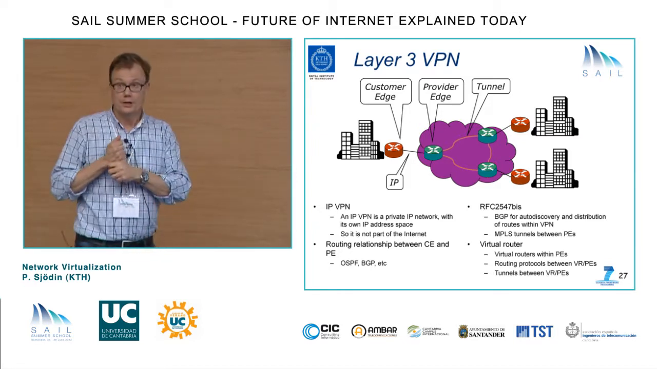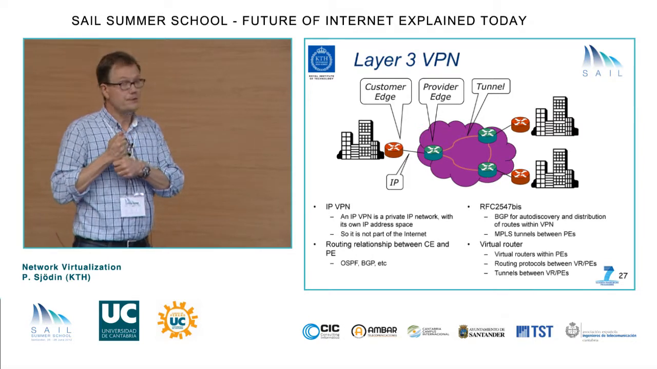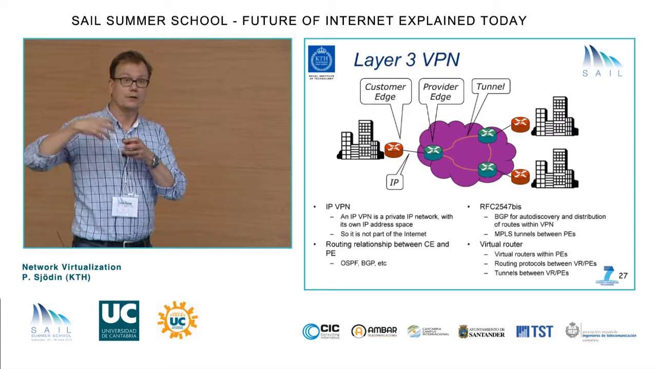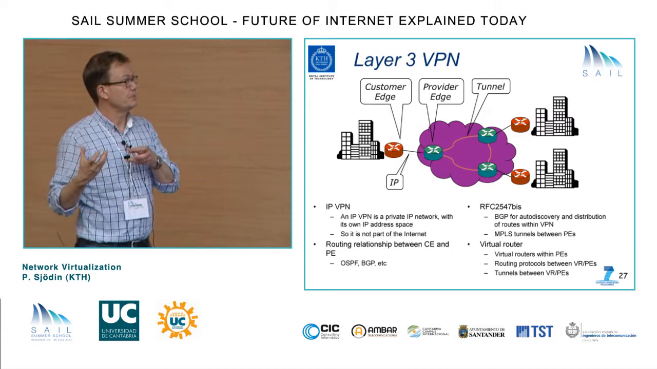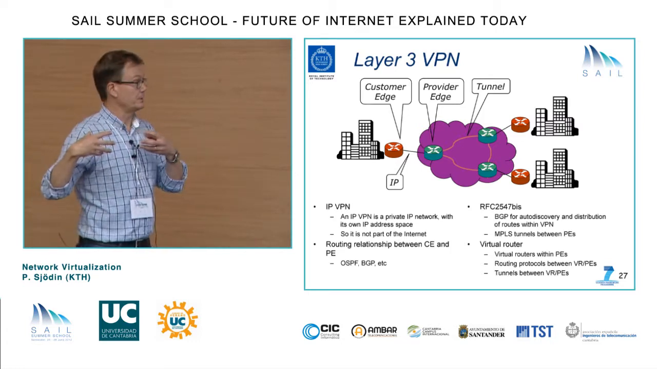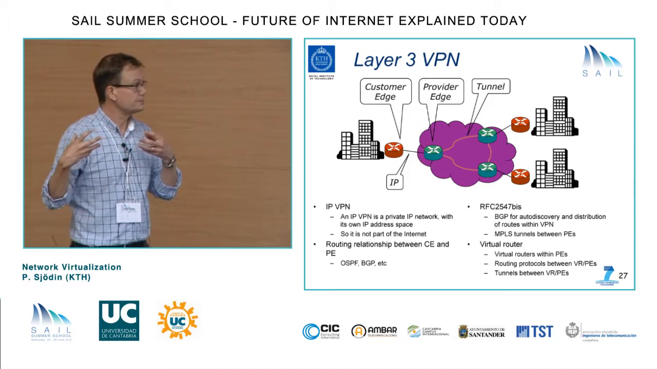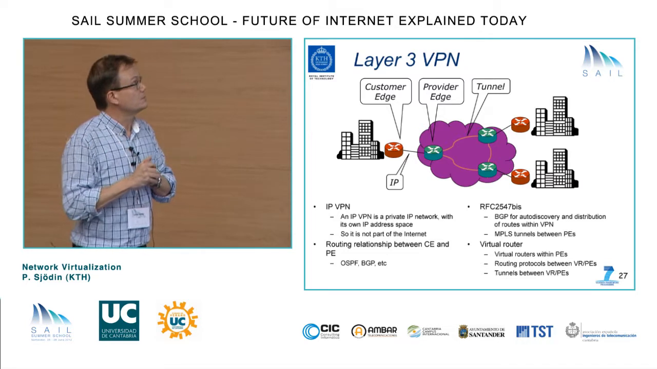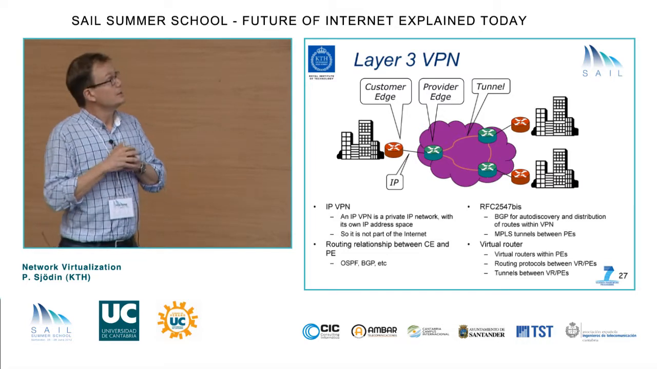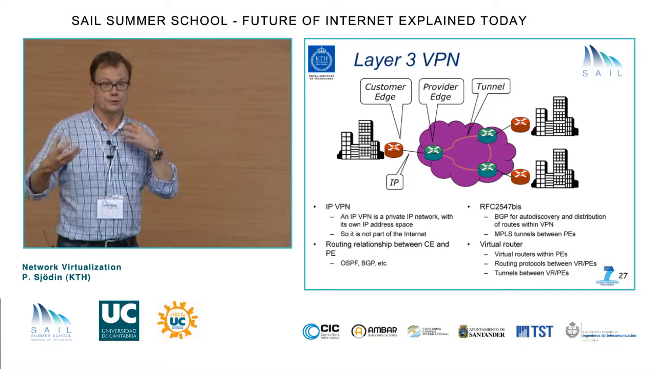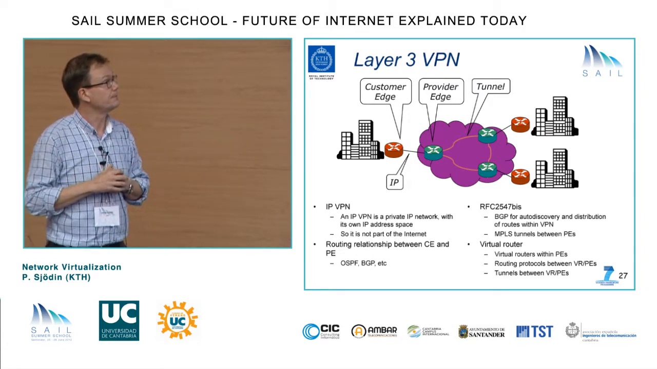So if we're setting up a Layer 3 VPN, it means that the relationship between the customer and the provider is really a routing relationship. So they're speaking routing protocols between each other, OSPF, BGP, RIP, whatever it might be. So that is the interface that the customer sees from the provider's point of view. They're setting up a routing relationship between each other.